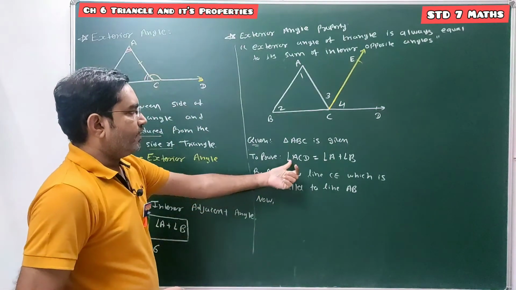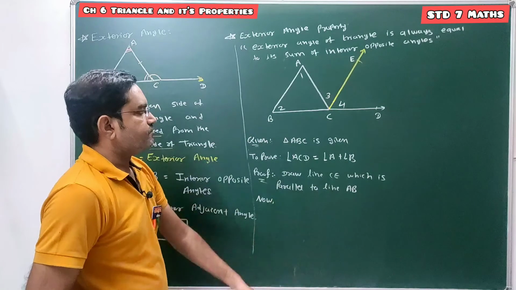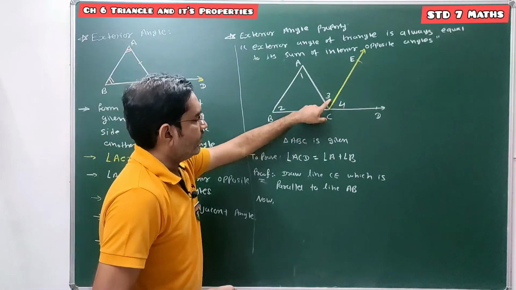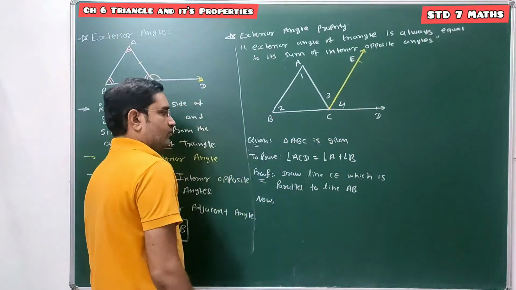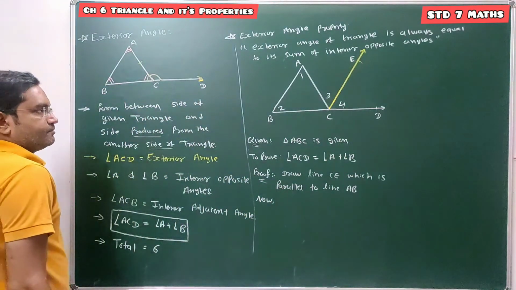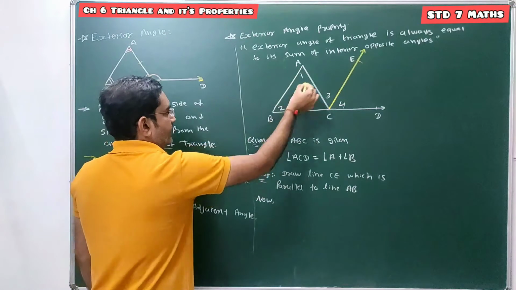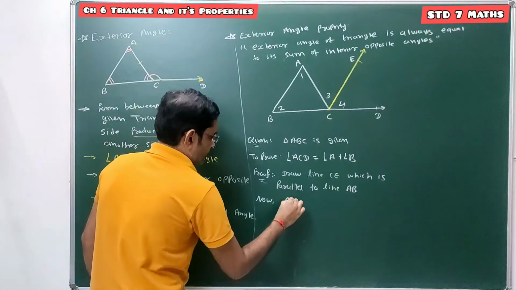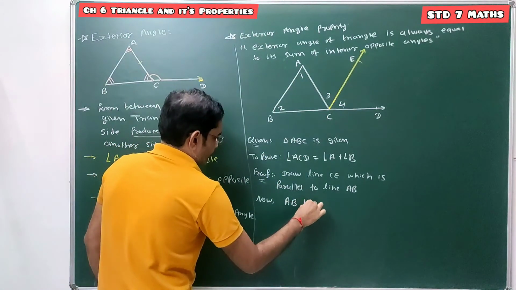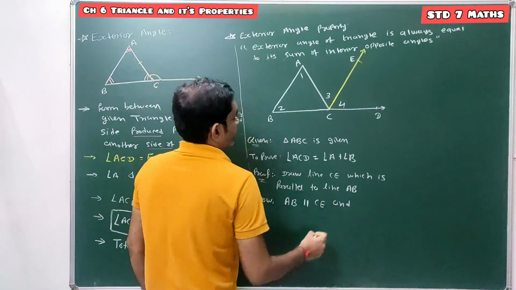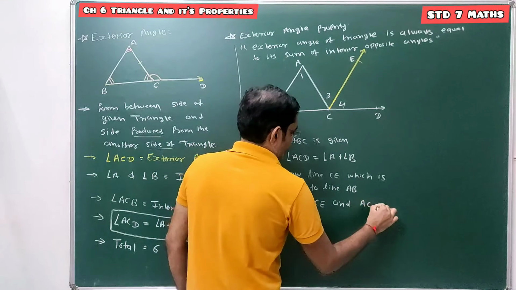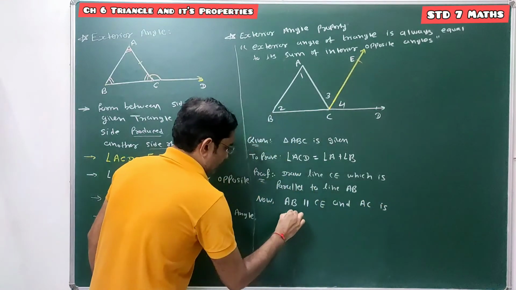what do you have to prove? You have to prove angle ACD. What is angle ACD? Angle ACD is angle 3 plus 4, equal to angle A plus B, which is equal to 1 plus 2. So now here you can write AB is parallel to CE. So AB is parallel to line CE, and we can say that AC is its transversal.